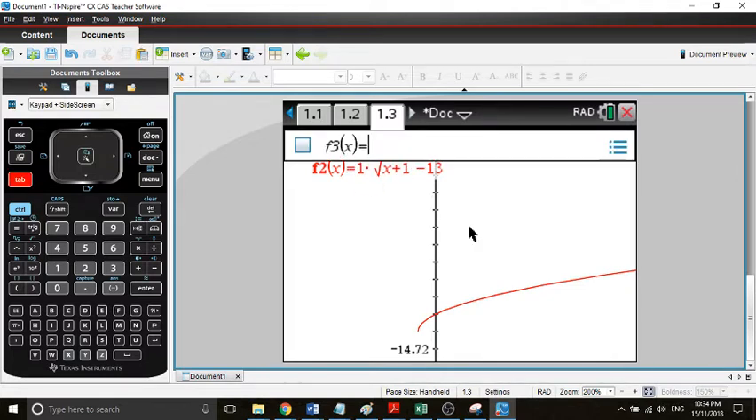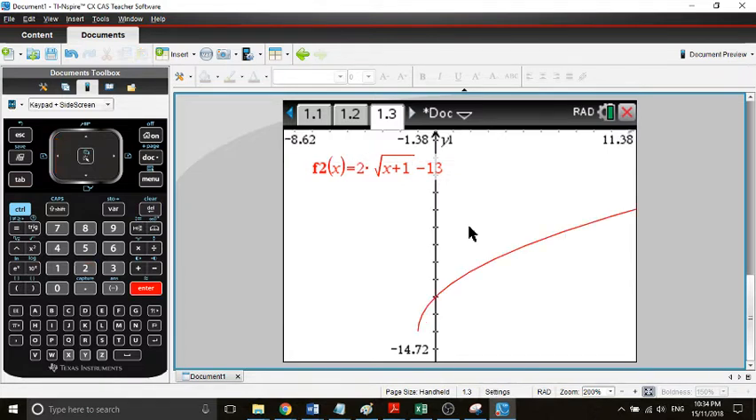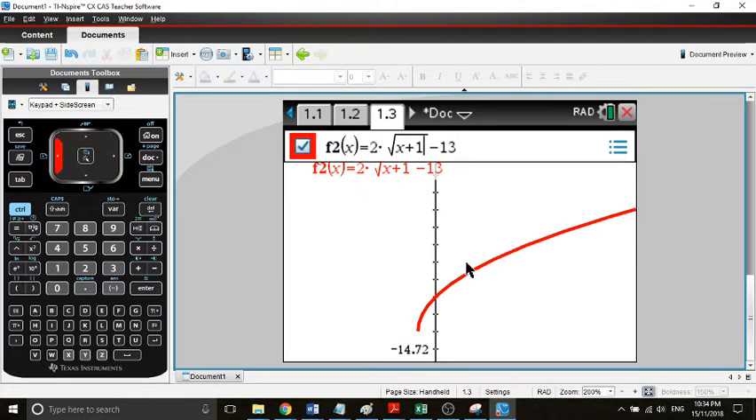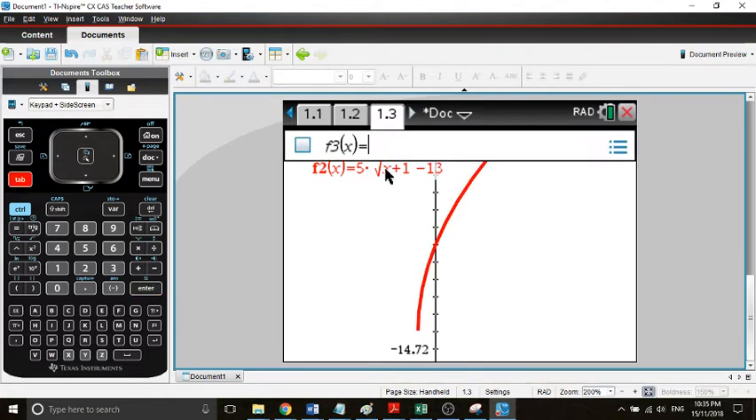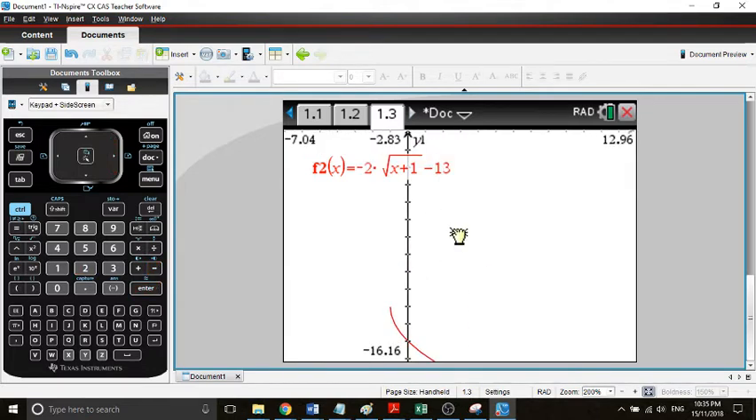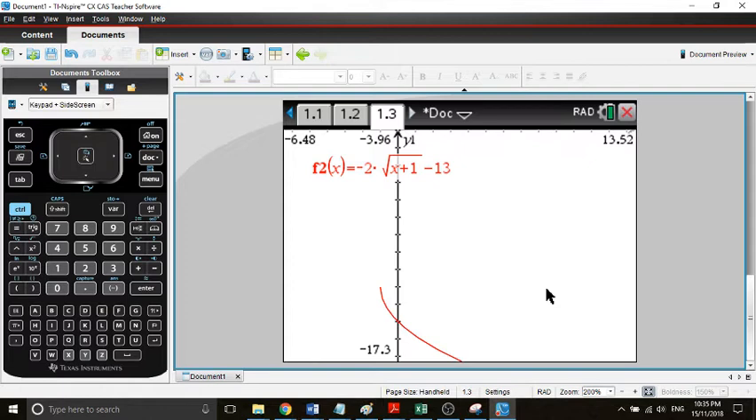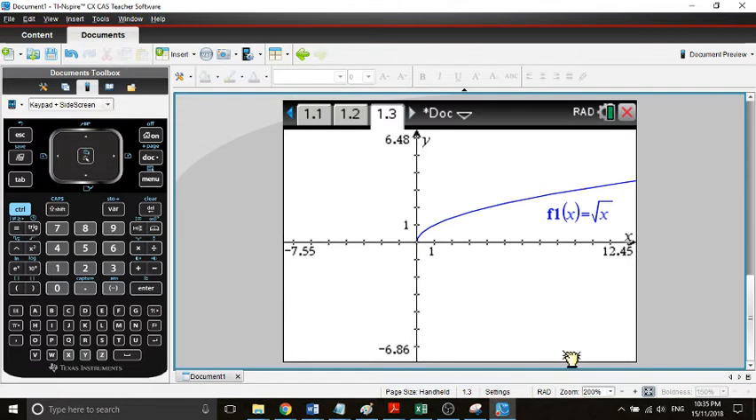So if we make that a 2, we'll say it's dilated from the x-axis by a factor of 2. If we make it a 5, well, it's dilated from the x-axis by a factor of 5. If we make it negative 2, well, it works its way down. And that's all, and that's what we need to know. There is a slight change, just a little complication, and we'll draw a new one for that.